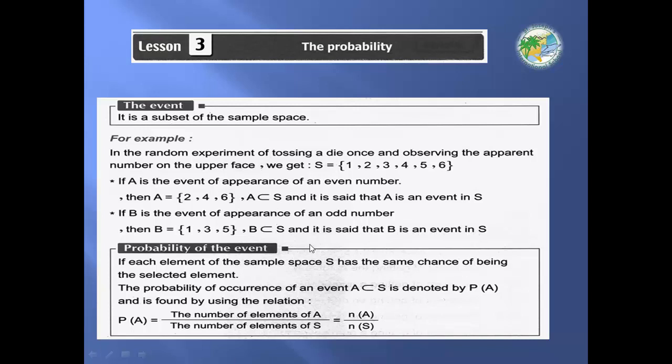When each element of the sample space S has the same chance of being the selected element, the probability of occurrence of an event A, a subset of S, is denoted by P(A) and is found by using the relation: P(A) equals the number of elements of A over the number of elements of S.